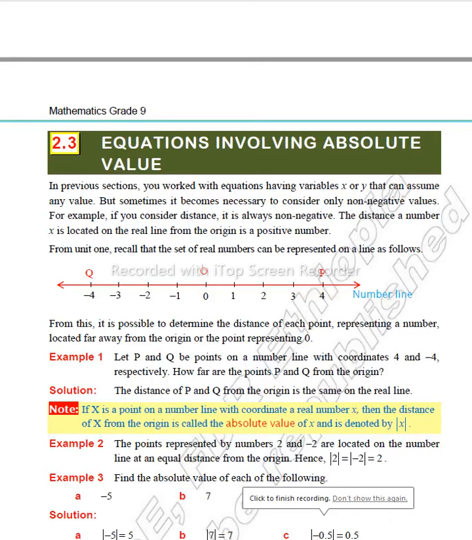Okay, today we will see equations involving absolute value. We will see all about absolute value with examples, and finally we will do exercises on absolute value. So let's start. What does absolute value mean?